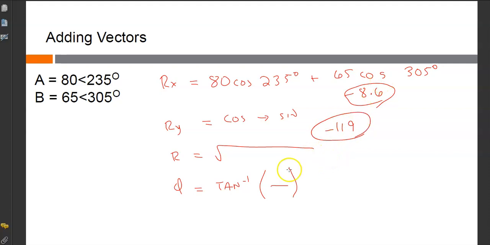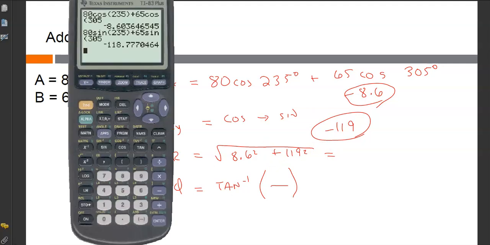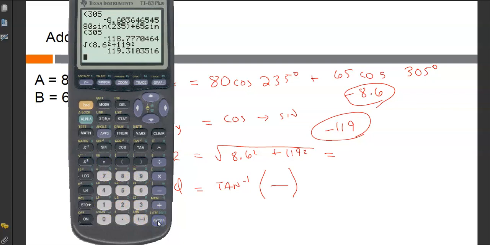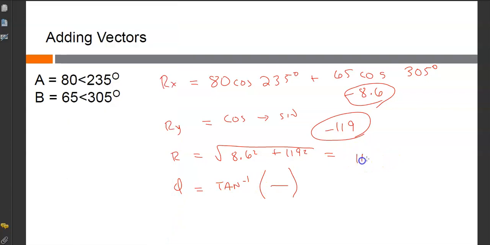Okay? So those are the numbers that I would put in here, except I like to leave the negative signs out. So that'd be 8.6 squared plus 119 squared. And just put it in the calculator that way. Then your calculator won't get mad at you. You're squaring those numbers. They're going to come up positive anyway. Square root of 8.6 squared plus 119 squared. And that's 119.3. That 8.6 didn't move it very much. So I'm going to just put 119. We'll put the 0.3 just to make sure we know that's different.